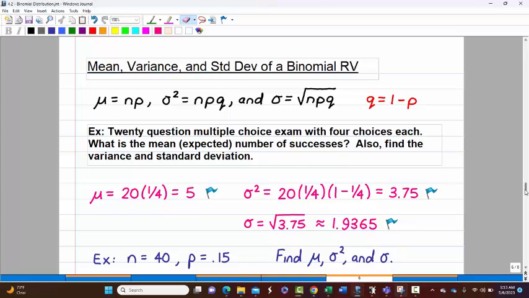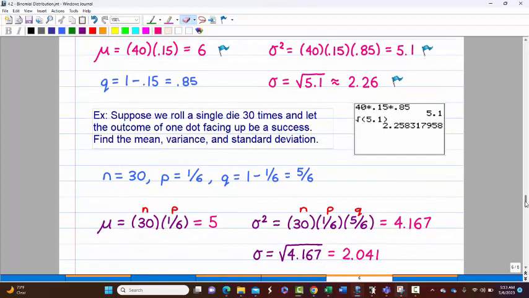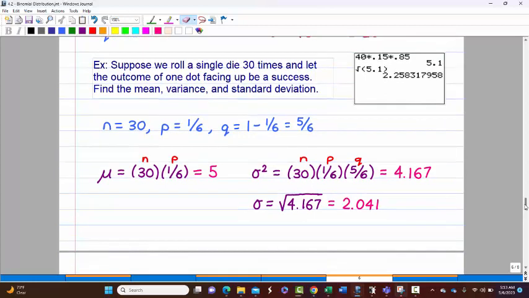Here's another one. Same thing. Nothing too tricky there. I won't even worry about explaining that one, especially since it gives you the probability. Okay, here, let's look at this real quick.